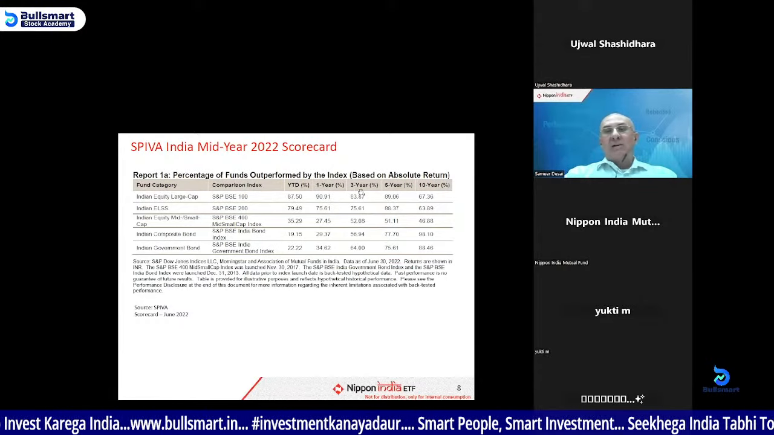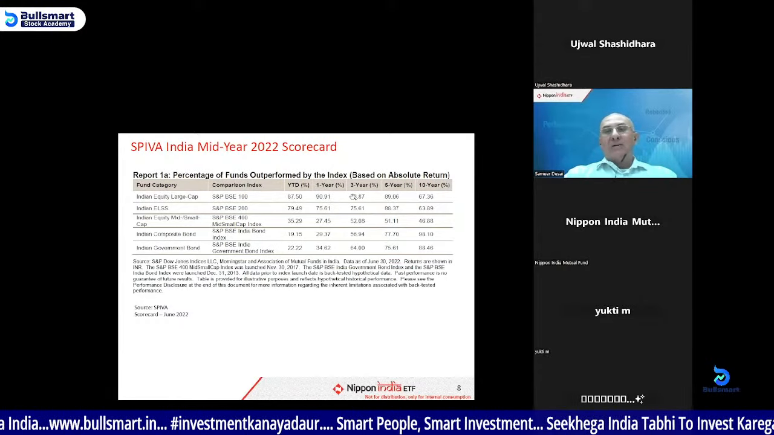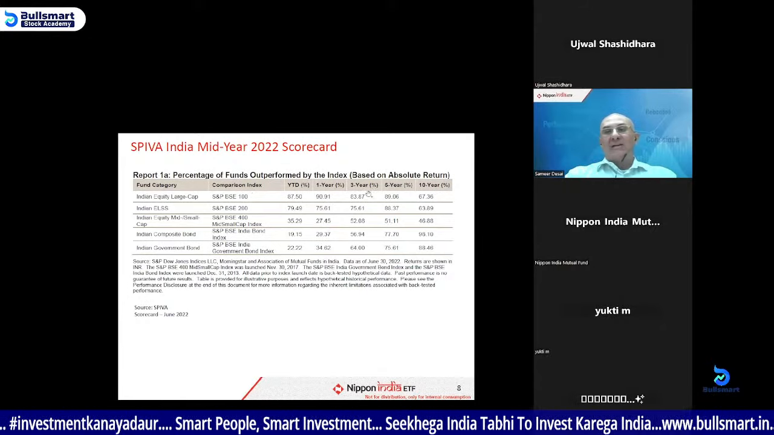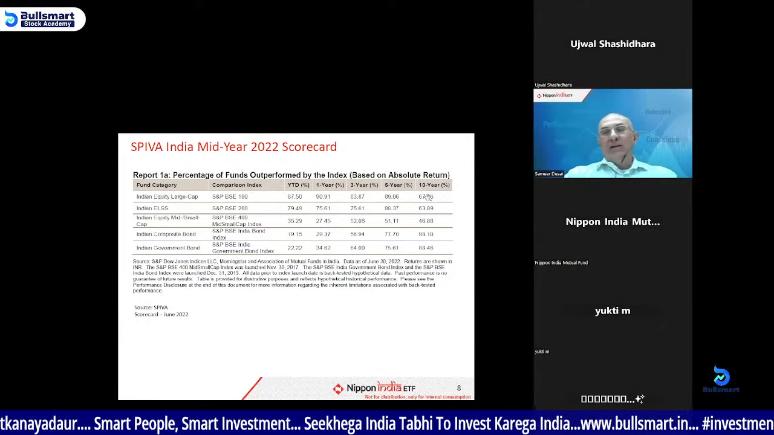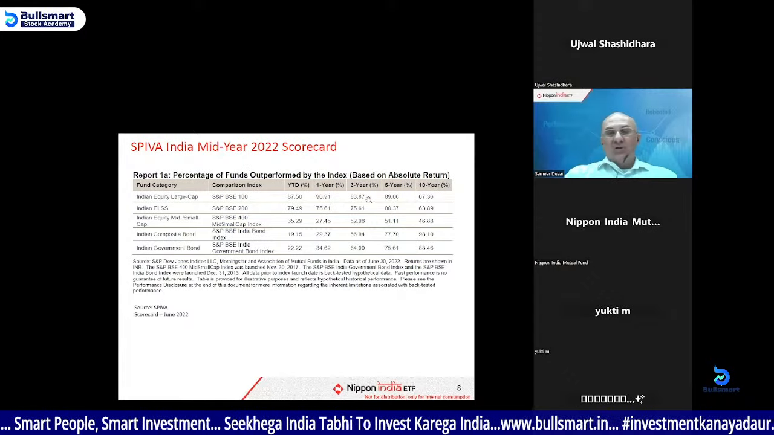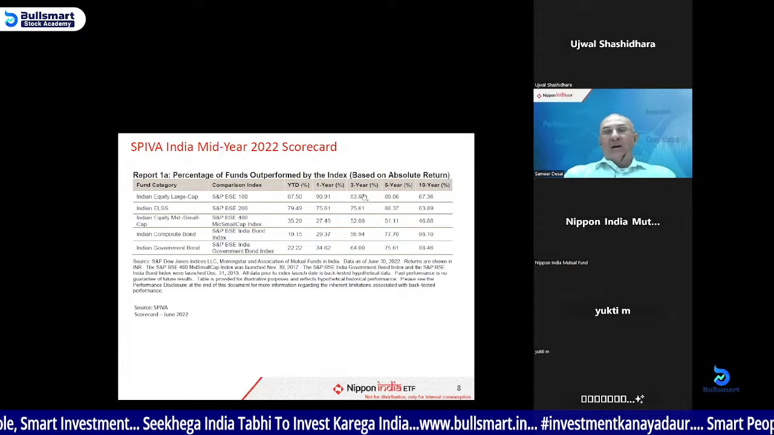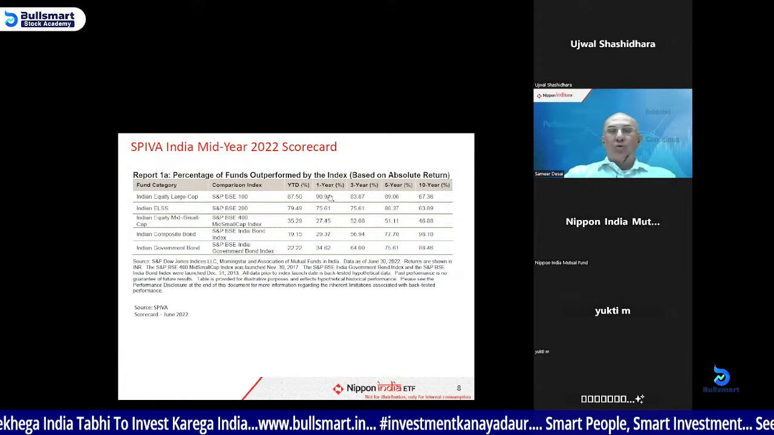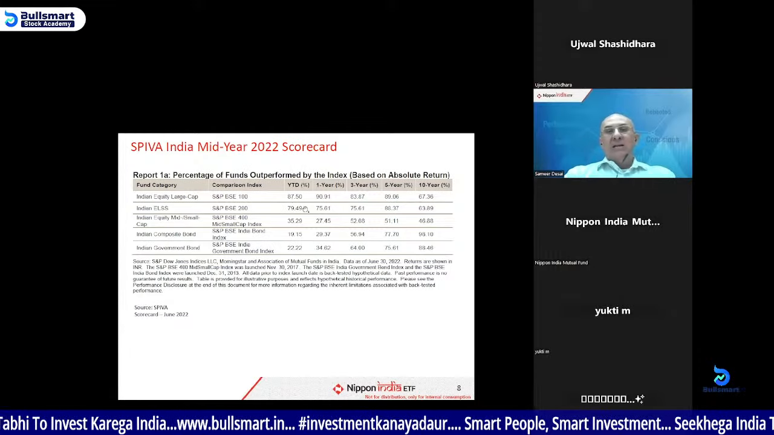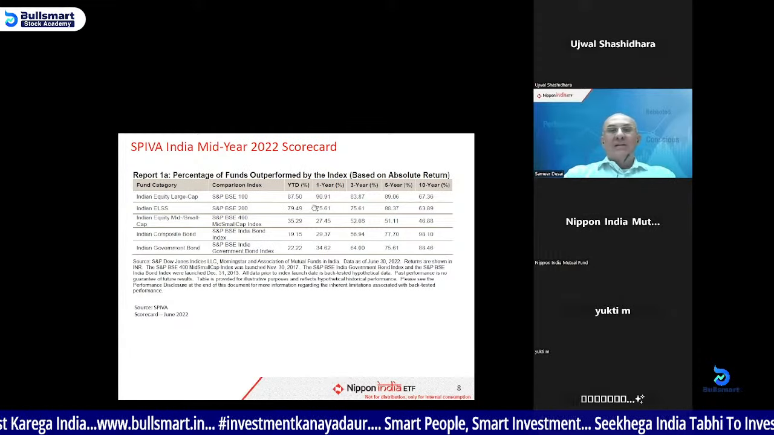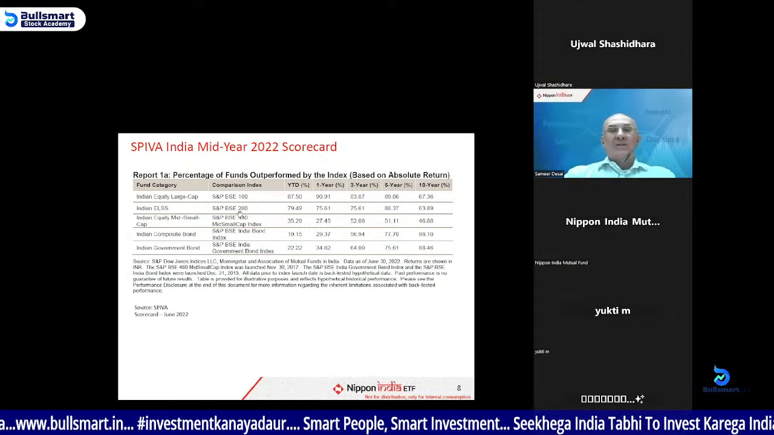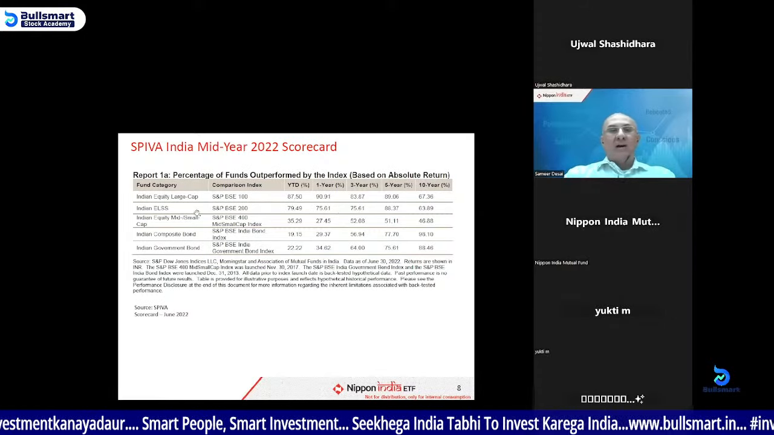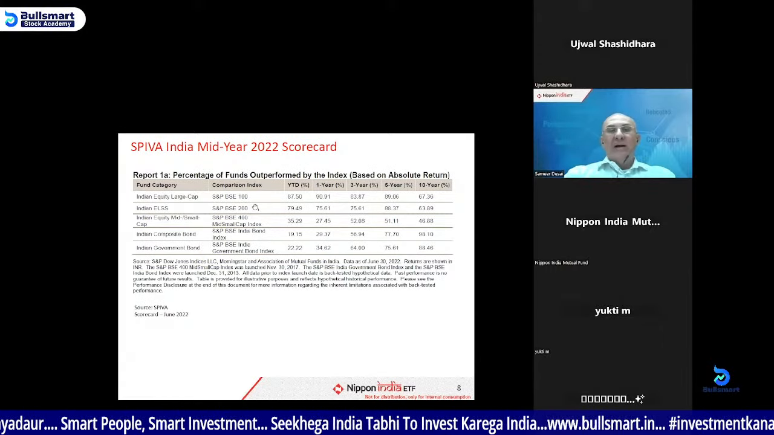If I take a 3-year return, 83.87% of large cap fund managers in India have underperformed the large cap index. And these are the numbers for the 5 and the 10 year. So this kind of data for India is increasingly seen in a lot of SPIVA scorecards for various time periods. In the ELSS space too, you see that the majority of the fund managers, whether it is year to date, 1 year, 3 year, 5 year, are underperforming the respective index.